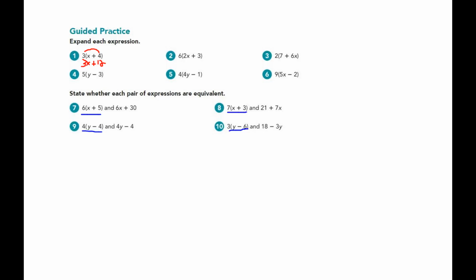Number 2, 6 groups of 2x plus 3. So I can say 6 groups of 2x, or 6 times 2 is 12. And of course I keep the x, that's our variable. I keep the addition sign, it's not going to change. And then 6 times 3 is 18.